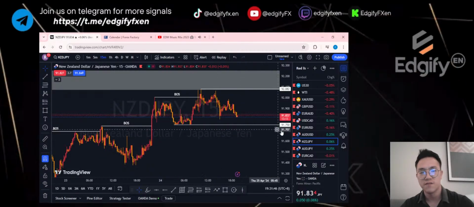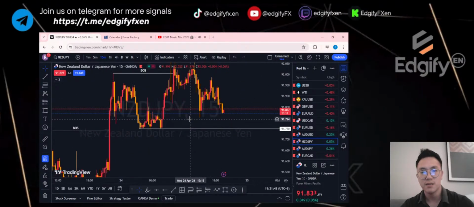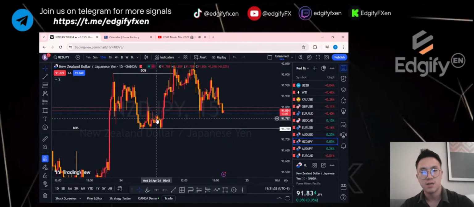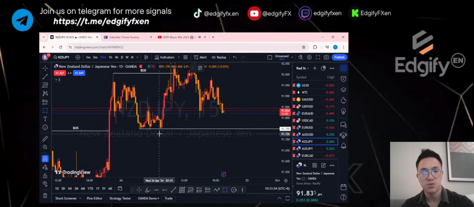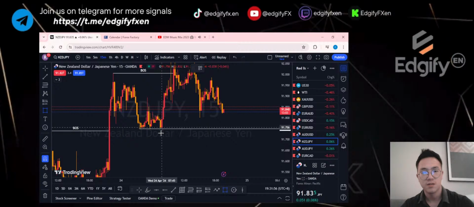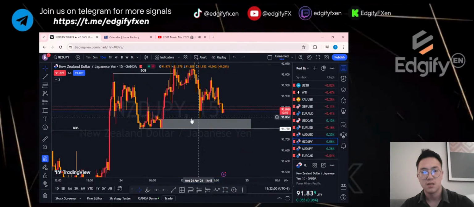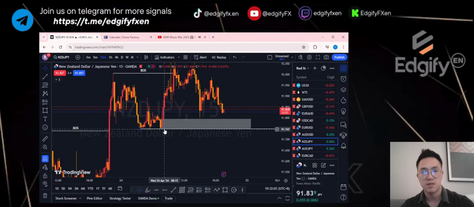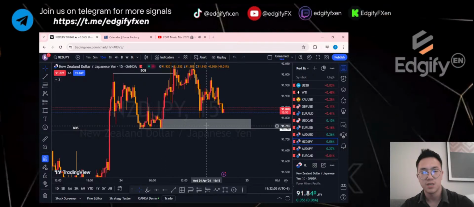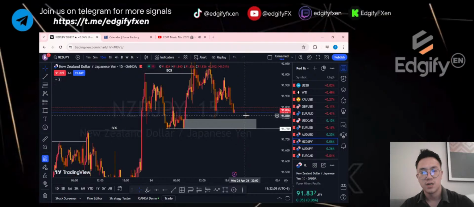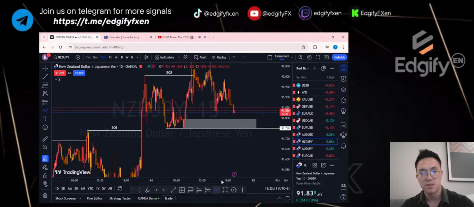NZD JPY, even though on the 15-minute it shows us that we can buy here, this sucker has gone. But if you look closely, it did not even tap into the demand area. Let me just mark it out. This is the demand. It's not mitigated; this candle is the one that breaks it. It wasn't mitigated yet, but it has already left. So something like this could happen.